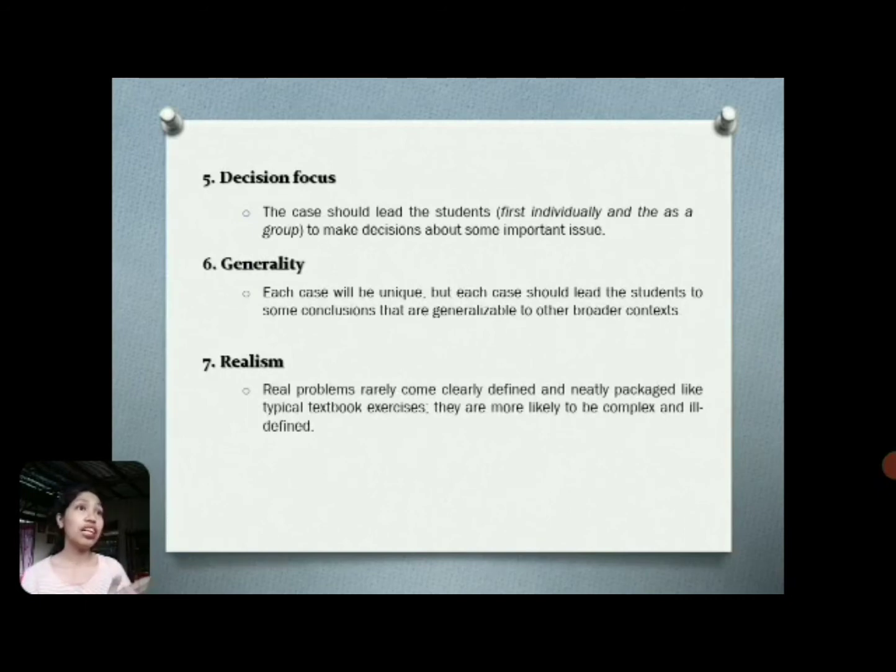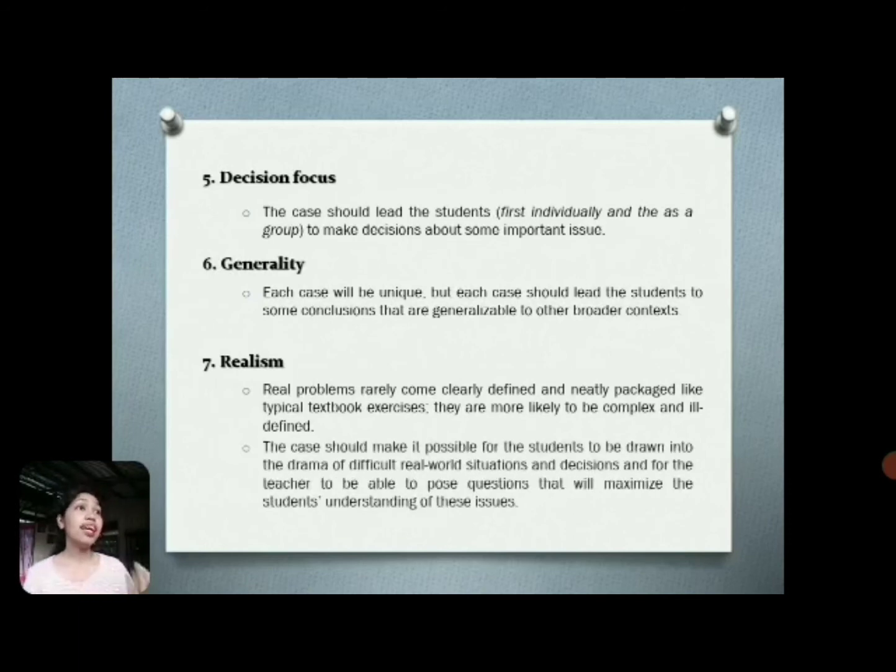Real problems rarely come clearly defined and neatly packaged like typical textbook exercises. They are more likely to be complex and ill-defined. Cases need to reflect this. The case should make it possible for the students to be drawn into the drama of difficult real-world situations and decisions, and for the teacher to be able to pose questions that will maximize the students' understanding of these issues.